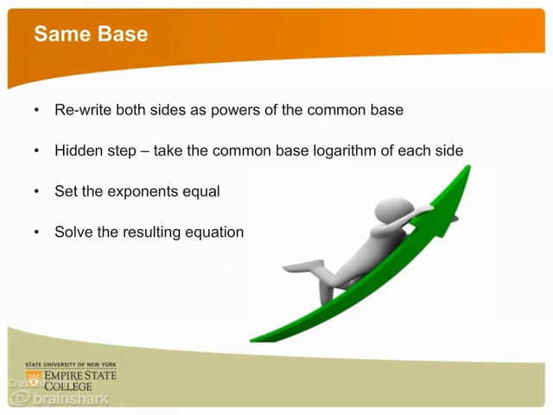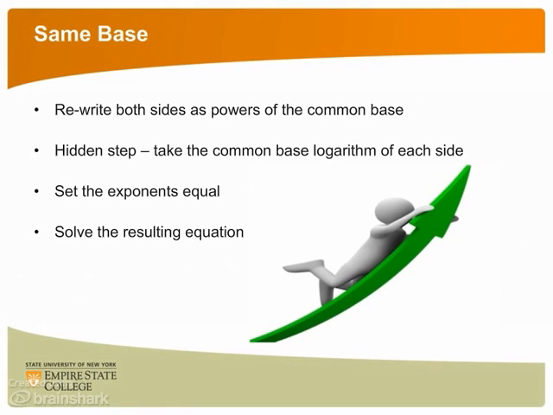Next, we do a hidden step. We take the common base logarithm of both sides of the equation. For example, if both sides of the equation could be expressed as powers of 2, the hidden step would be to take the base 2 logarithm of both sides. This results in setting the exponents from both sides of the equation equal to each other. We finish by solving this equation.